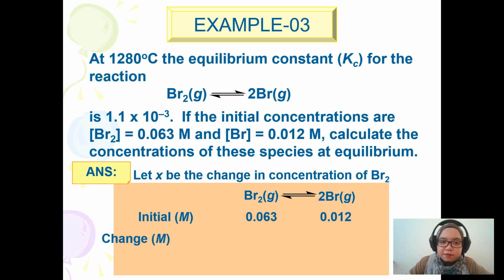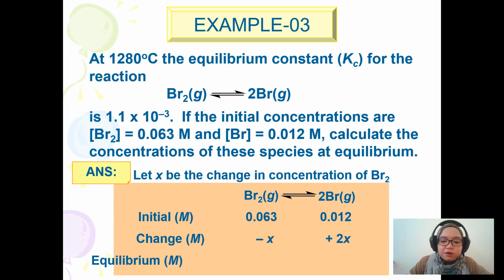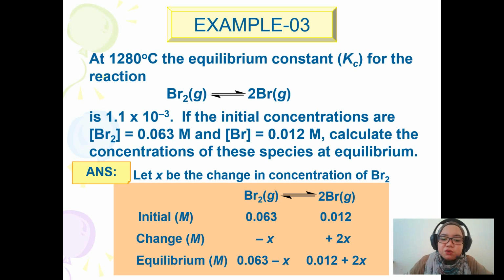Okay. So let's look at this question. It says that at 1280 degrees Celsius, the equilibrium constant Kc for the reaction of bromine gas Br2 forming bromine atoms Br is 1.1 times 10 to the power of -3. If the initial concentration of Br2 is 0.063 and Br is 0.012 molar, calculate the concentration of these species at equilibrium. Okay, so now just do the ICE table as usual. So we get this kind of expression and now we need to focus on equilibrium.